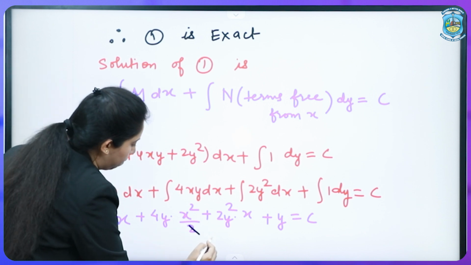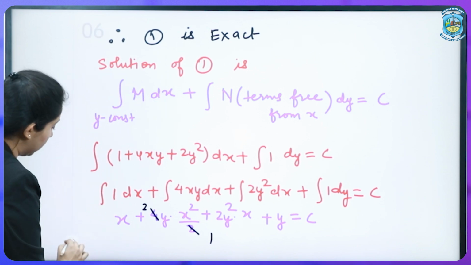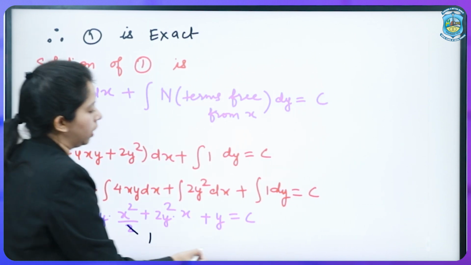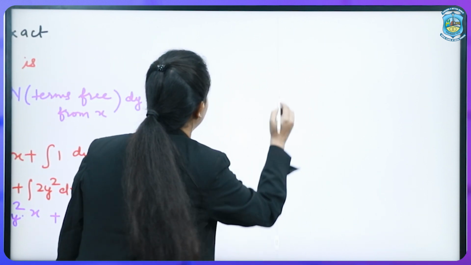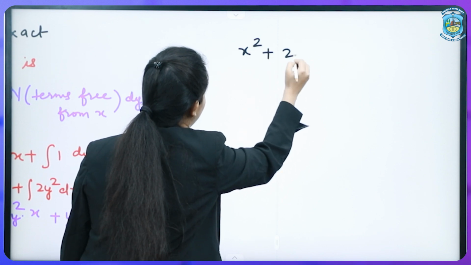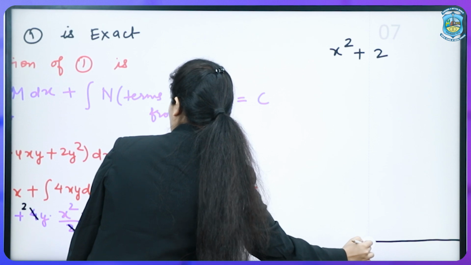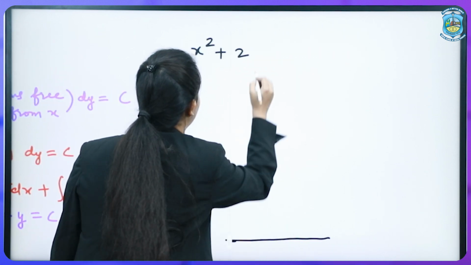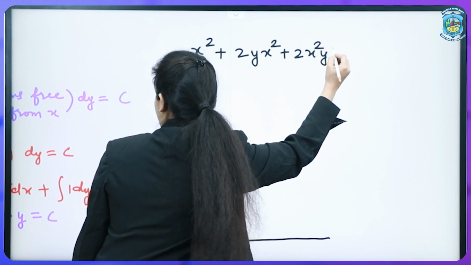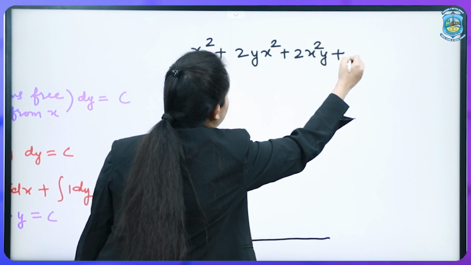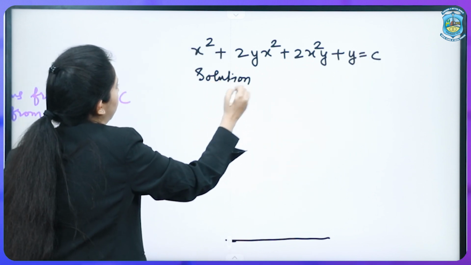So, last step is we can simplify. So, here we can simplify and that is it. So, the value or the solution of the exact differential equation is, I can write it here, x plus 2yx square plus 2x y square plus y is equal to c. So, this is the solution of the exact differential equation.